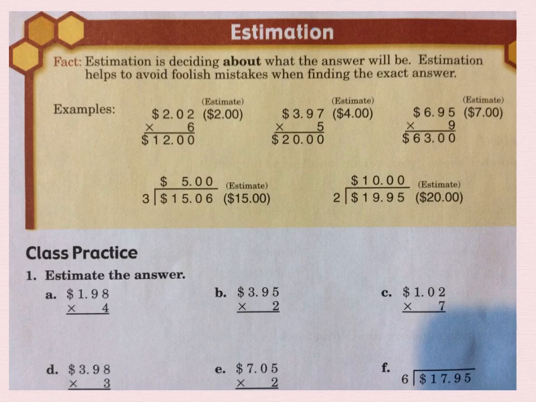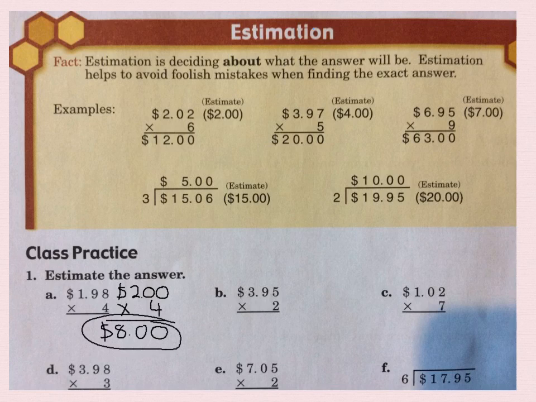1a, it tells us $1.98 times 4. Well, what is $1.98? What is that close to? That's close to $2. So I'm going to write $2 right there and times it by 4. 4 times 0 is 0. 4 times 0 is 0. 4 times 2 is 8. And our estimated answer is $8.